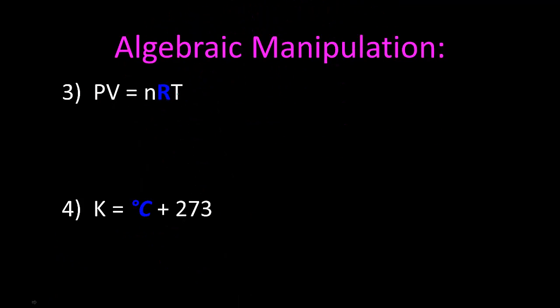Next one, number 3. PV is equal to nRT. This is one of our gas laws. We need to get the equation to where it looks like R equals. So we look at the side that R is on, and we see that we need to get rid of the n and the T, and they are multiplied by R, so we are going to do the opposite, which is division. We're going to divide both sides by n and by T. The n's go away because n divided by n is 1. The T's go away because T divided by T is 1, and we're left with R. So our final equation is R is equal to P times V divided by n times T.